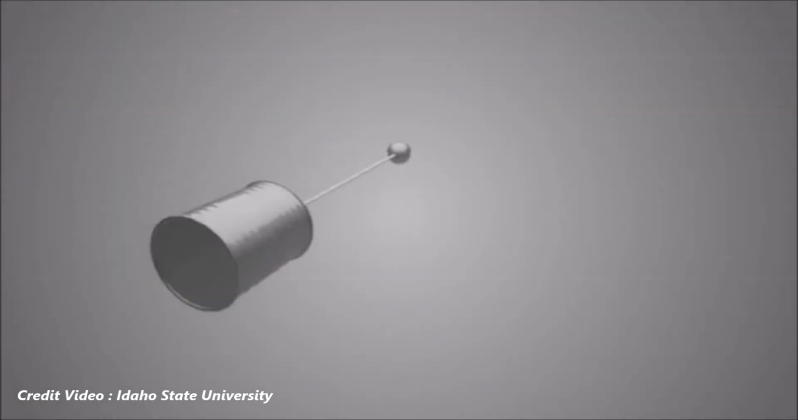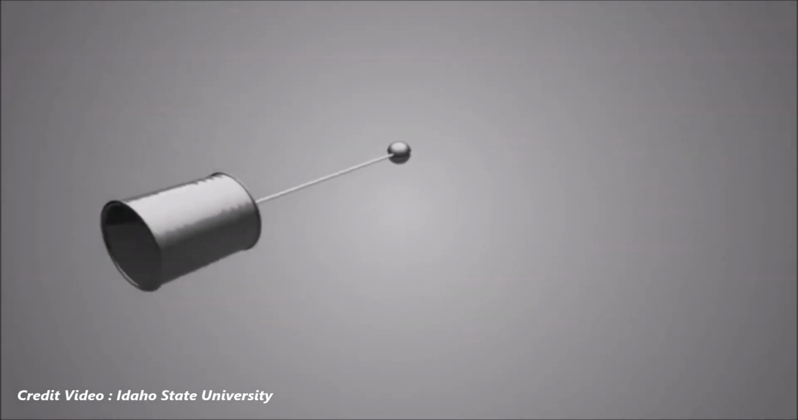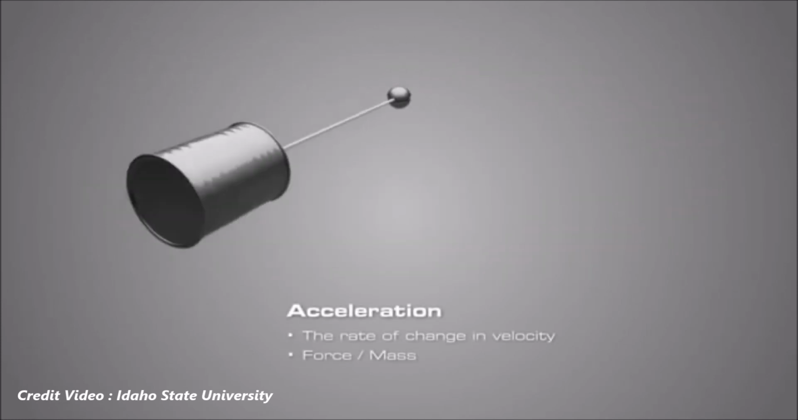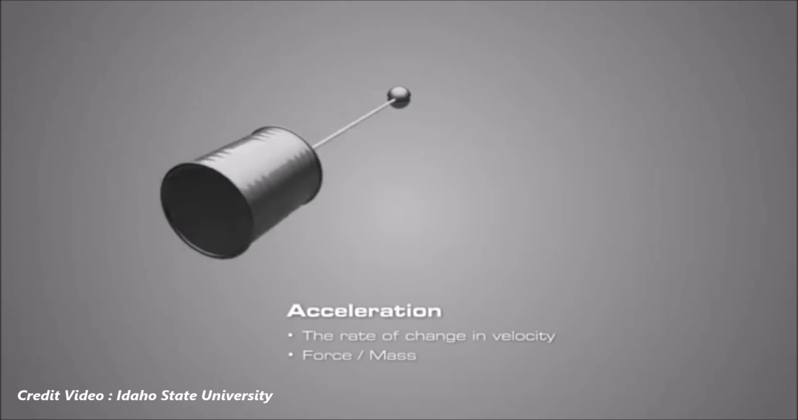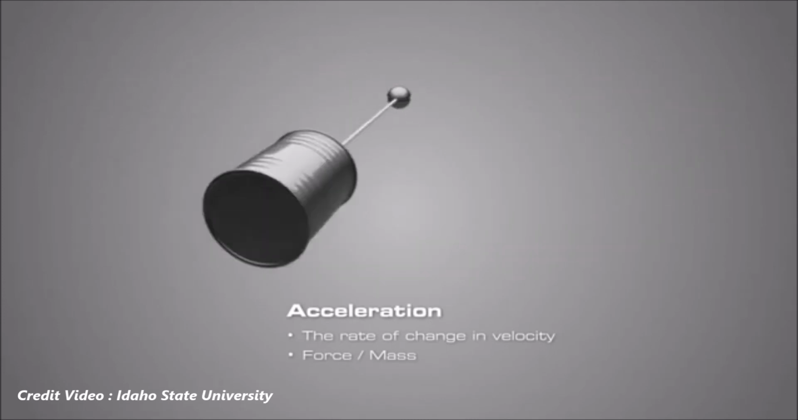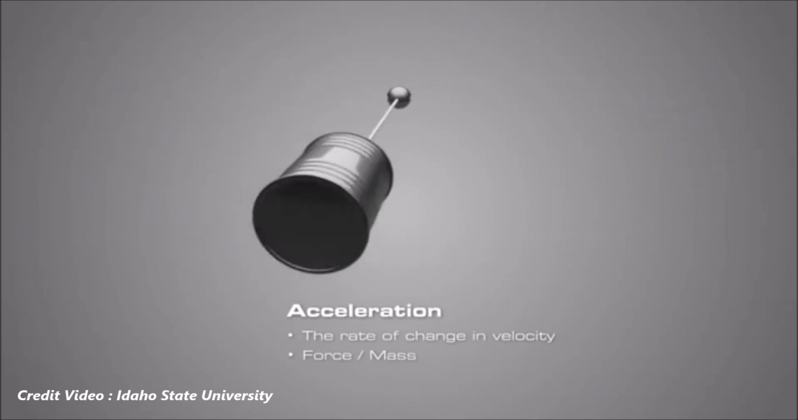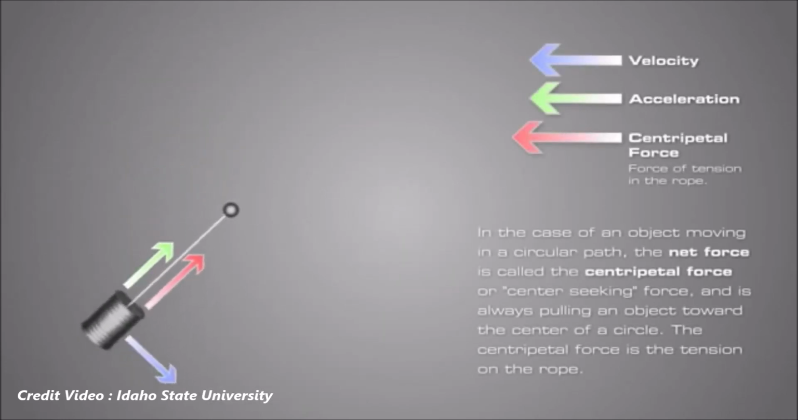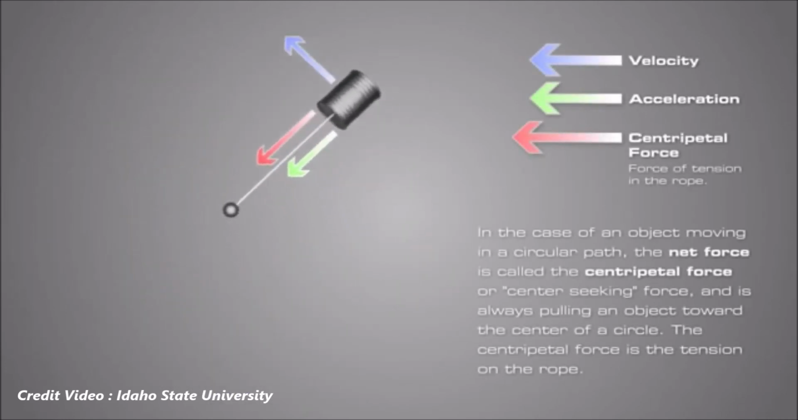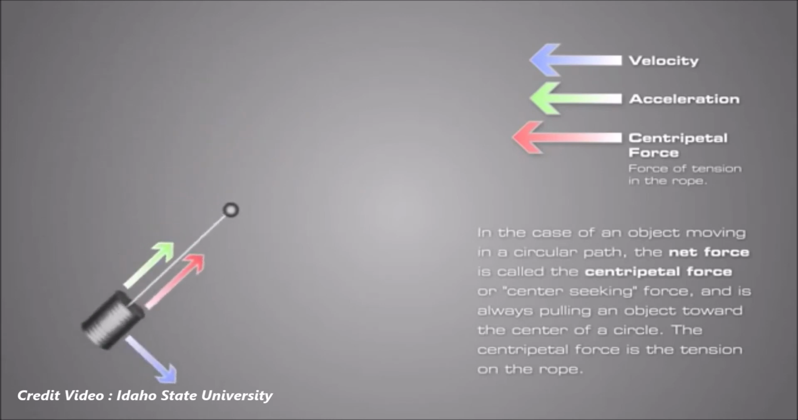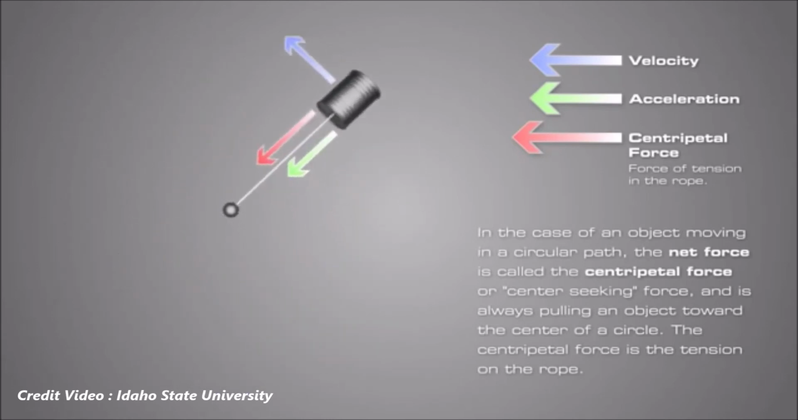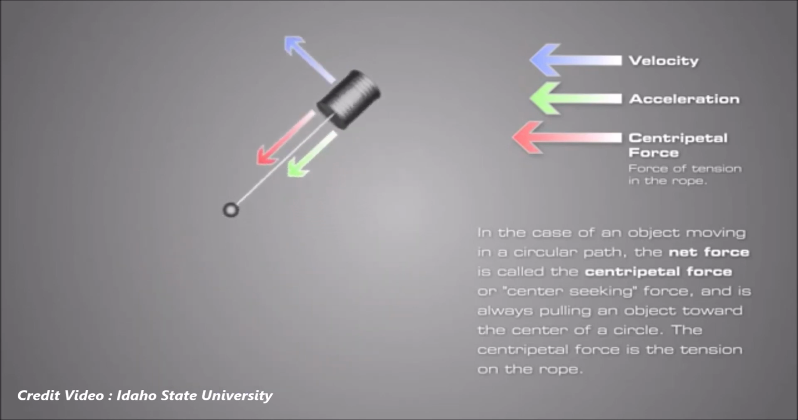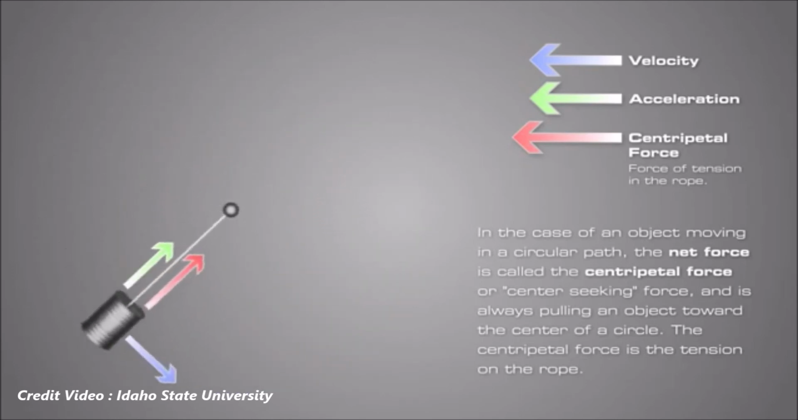Imagine swinging a rope around in a circle with a can attached to the end. The can is in a constant state of acceleration since its velocity is constantly changing due to its circular path. Acceleration of the can is caused by a net force acting on the object. In the case of an object moving in a circular path, the net force is called centripetal force, or center-seeking force, and is always pulling an object toward the center of a circle.